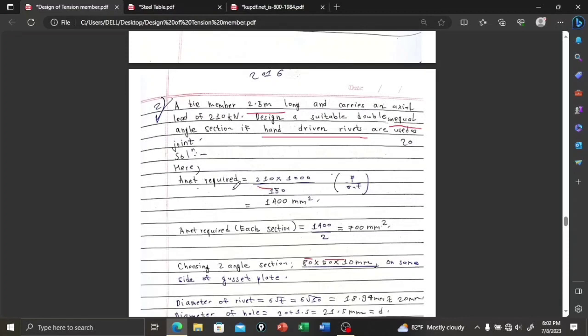And the area net is 210 into 1000, force in Newton, divided by stress in megapascal, that is sigma at 150, so it will come 1400 millimeter square. And area required for each section is 1400 divided by 2, that is 700 millimeter square, and to convert into centimeter square we divide by 100, so area required for each section is 7 centimeter square.